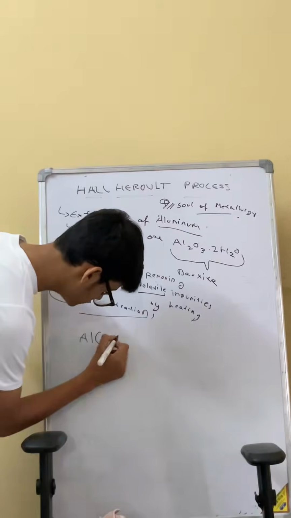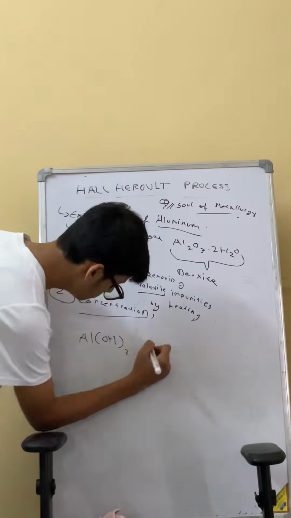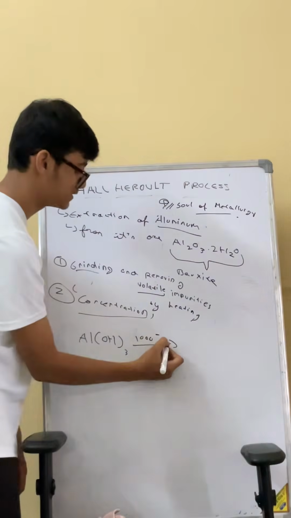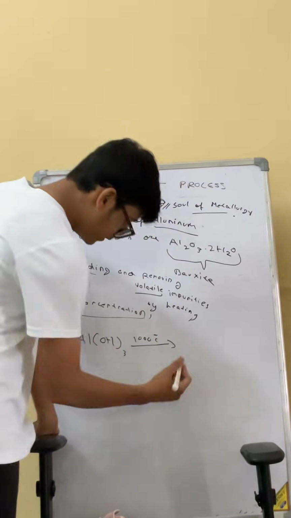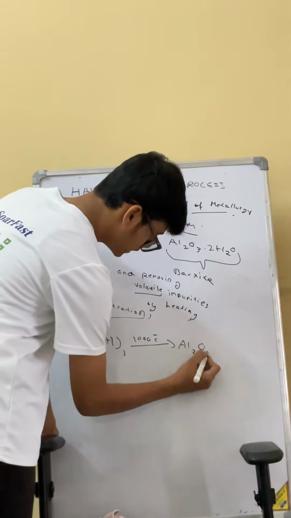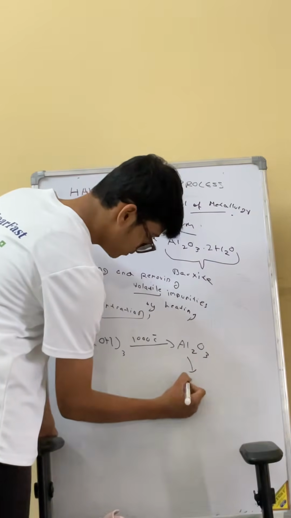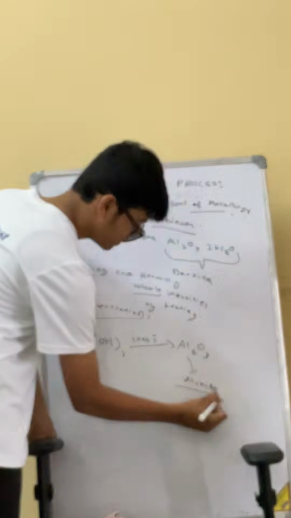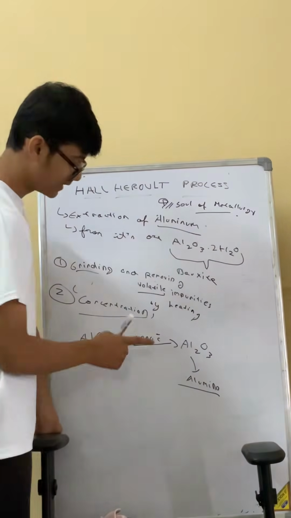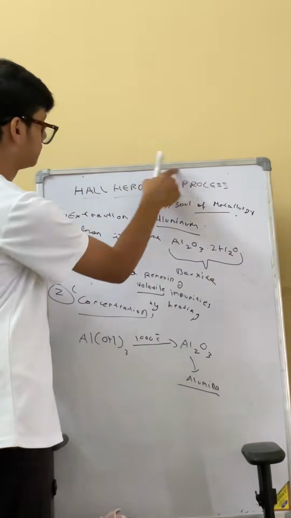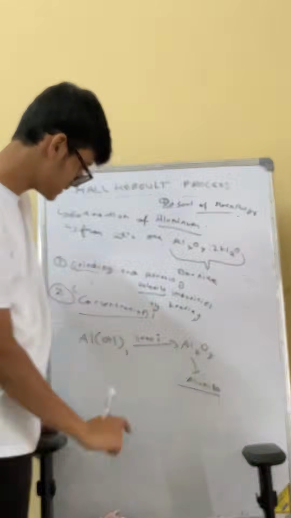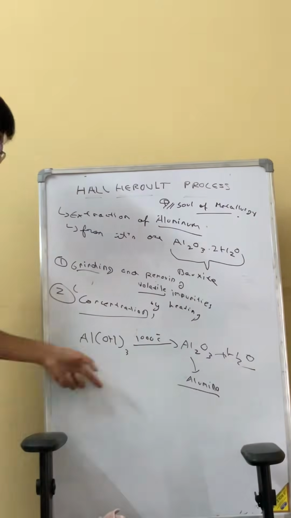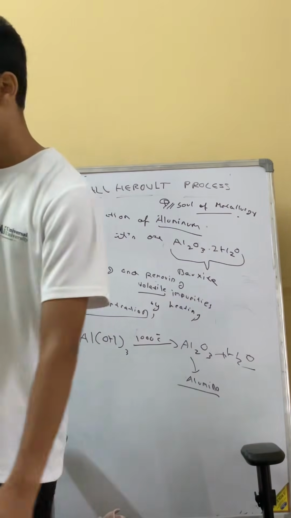So Al(OH)3 under high heat, which is around 1000 degrees Celsius, converts into Al2O3, most important, alumina. Do you remember this equation? Yes, alumina, the most important substance of this whole process. Really important. Plus H2 is also produced, but in little amounts, and it gets evaporated obviously.